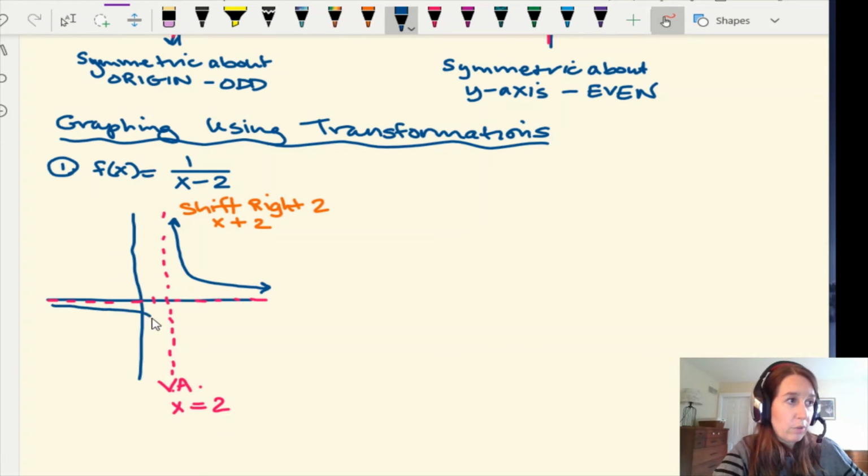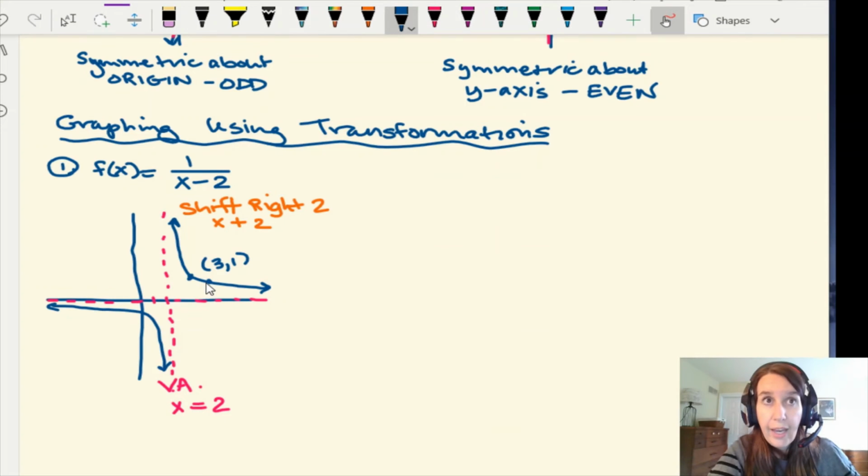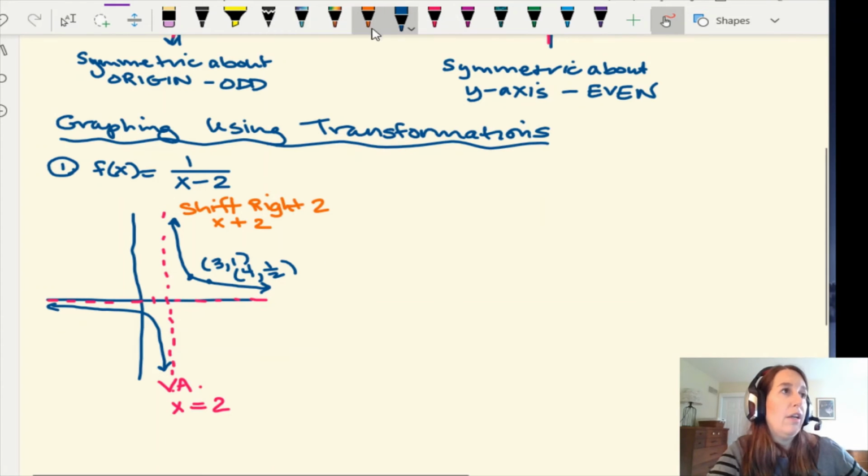We can plot actual points on the graph just by plugging numbers in for x, or by taking our original graph and then adding 2 to all the x's, okay? So in other words, in case you need some specifics there, right? This point on the graph was 1, 1, so now this point is 3, 1, right? Another point, since there's fractions involved, remember the point was 2, 1/2, but now the point would be 2 plus 2, 4, 1/2. Okay, so, we're changing those x values. All right, let's look at another one.